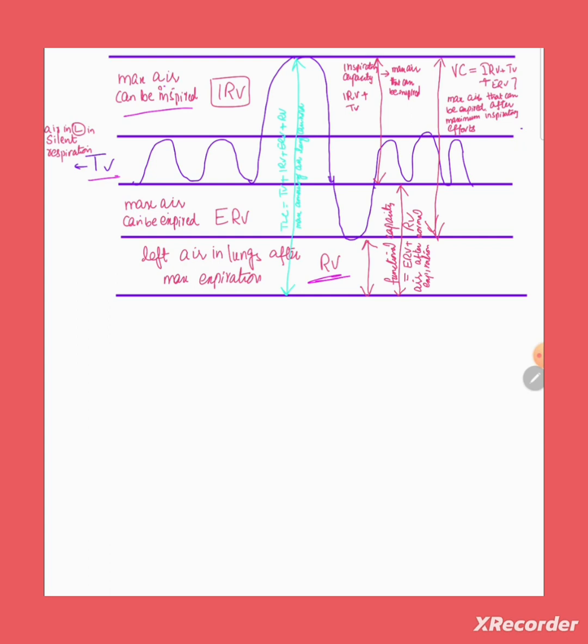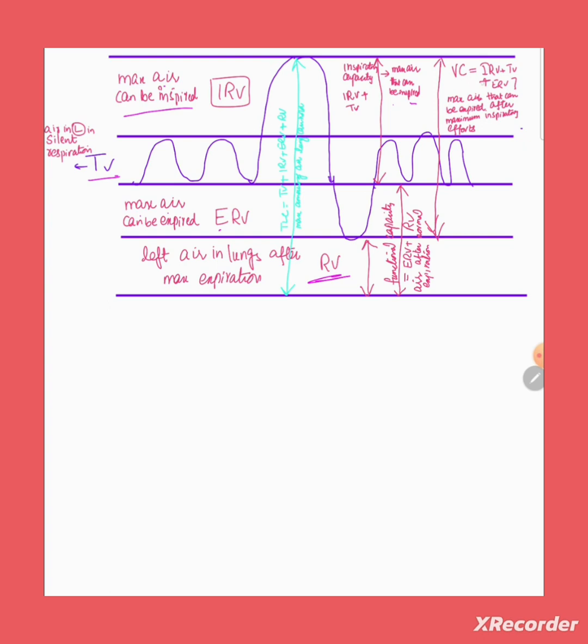Now the next important thing is the functional residual capacity. The functional residual capacity is equal to the residual volume and expiratory reserve volume. It is a summation of residual volume and expiratory reserve volume. It is the air left in the lungs after the normal expiration. Now next is the inspiratory capacity, and it is the maximum air that can be inspired, and it is inspiratory reserve volume and tidal volume.